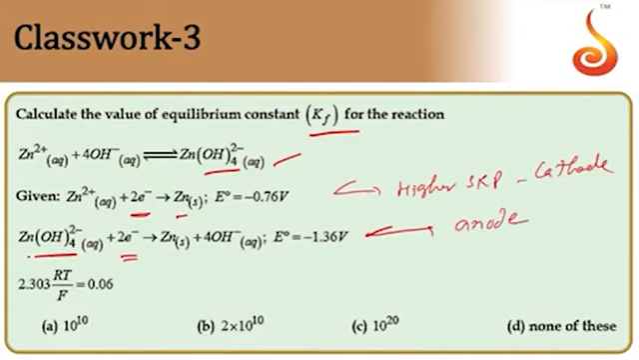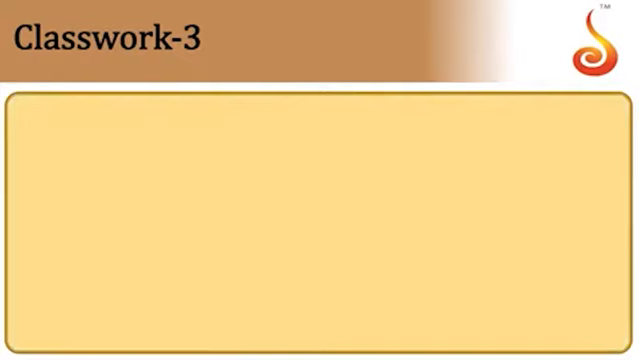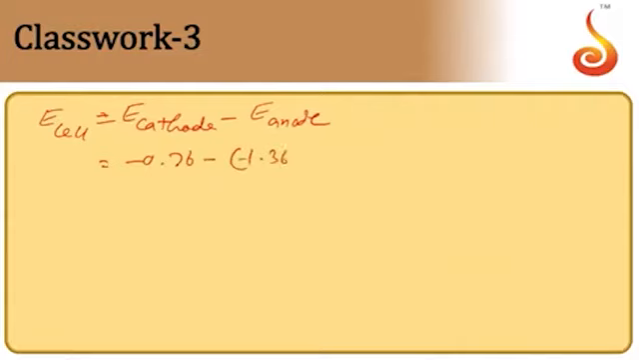And E of the entire cell will be equal to E of cathode minus E of anode. So E cell is equal to E of cathode minus E of anode, which is equal to minus 0.76 minus of minus 1.36, as given to us. It comes to 0.6. So 0.6 is the E of the cell.